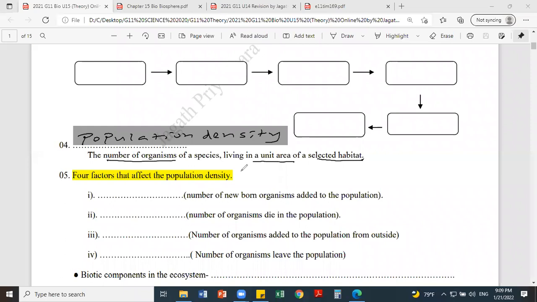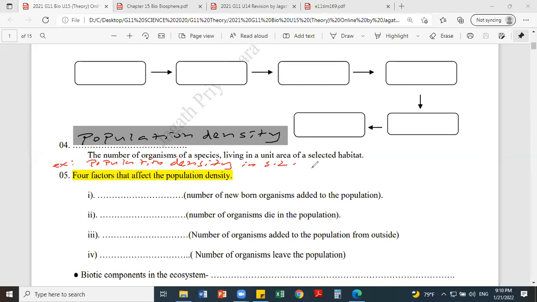I have not left enough space here to write the example, but anyway I'll write it just below this. Example: population density in Sri Lanka. SL for Sri Lanka.